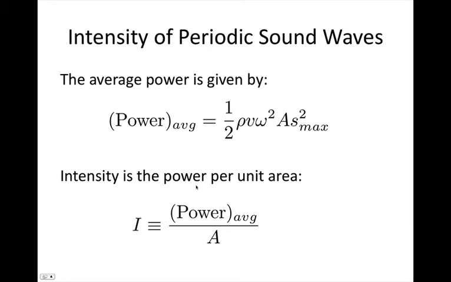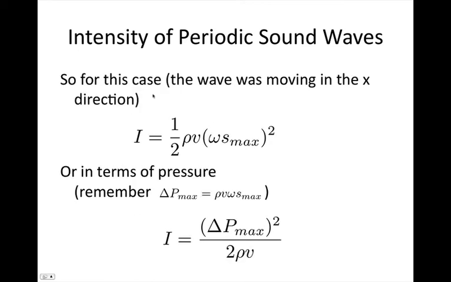The intensity is always just the power over the area. So this power spreads out over an area, and that gives us our intensity. For this case, with the wave moving in the x direction, the intensity is just a half rho v (omega s max) all squared. Or, in terms of pressure, we can replace this rho v omega s max squared with a delta p squared, and then we just have to divide by 2 rho v. We can get the intensity is proportional to the maximum pressure in this form.